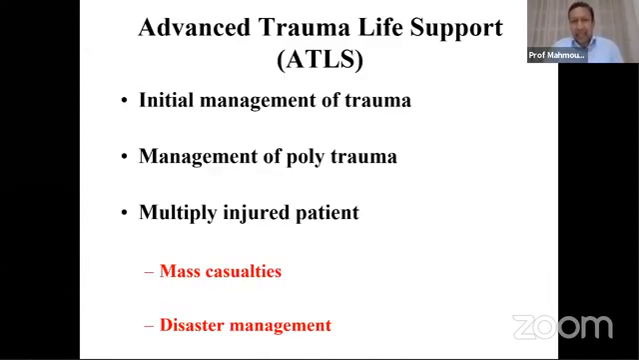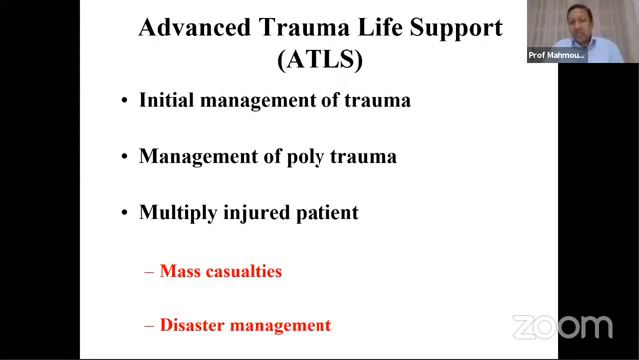It's called ATLS. This is an American course which has been applied in many countries. And I think it is essential in many countries to have this course before getting a job, before progressing in your career, not only as an orthopedic surgeon, but as a physician in general.